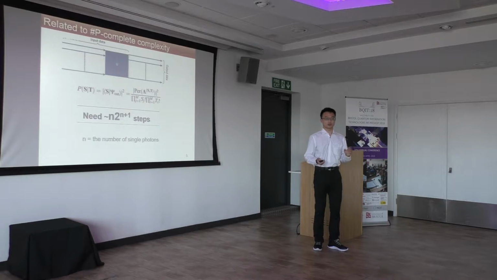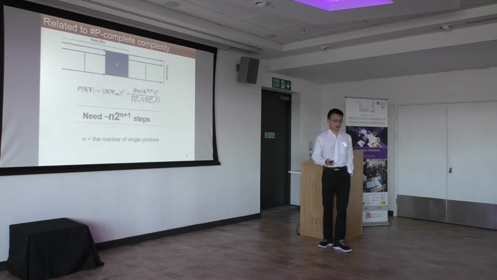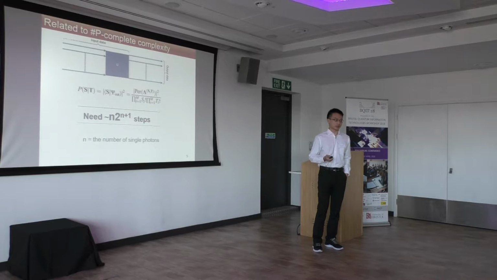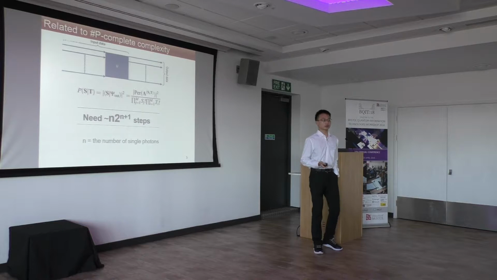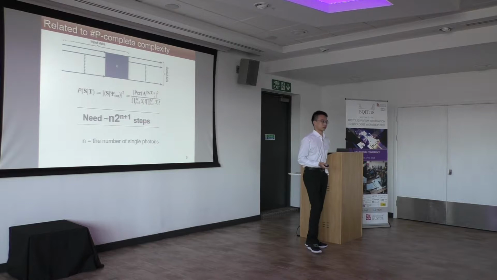So we know that for a classical computer, the calculation of the permanent scales exponentially with the number of single photons. This is the fastest classical algorithm for this purpose. But for a quantum boson sampler, such a step just scales polynomially with the number of single photons. So that is why we believe it's a good candidate for demonstrating quantum supremacy.